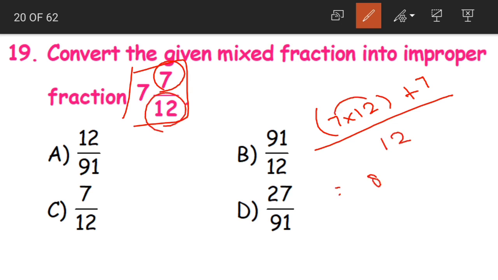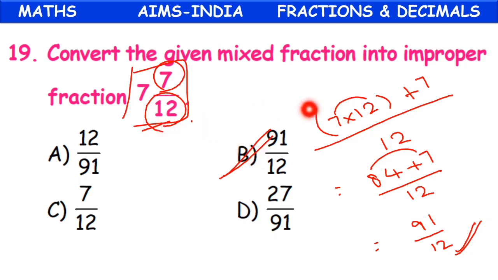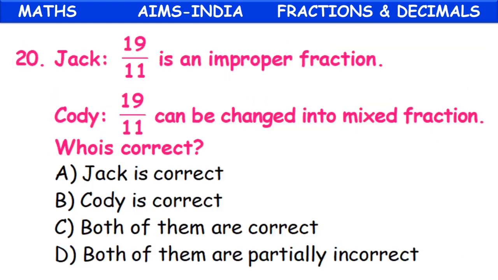Now 7 into 12, 84, plus 7, divided by 12. 84 plus 7, 91, divided by 12. 91 by 12 is our improper fraction. For the given mixed fraction, option B becomes our correct answer. Yes, how did we convert? Multiply the denominator and whole number together, and to the product we need to add our numerator. The denominator will be as it is, no change in the denominator.